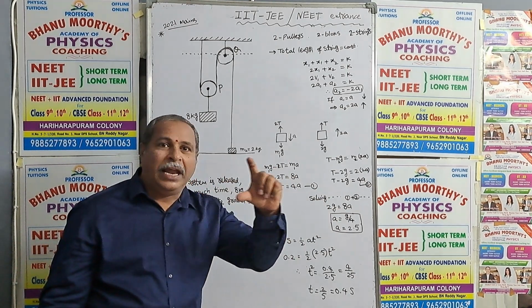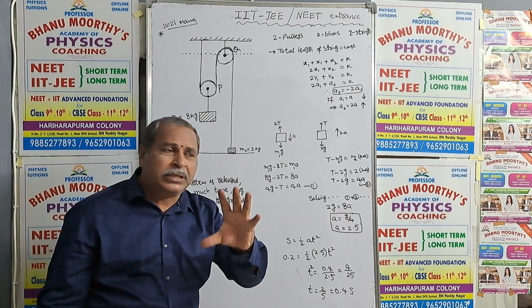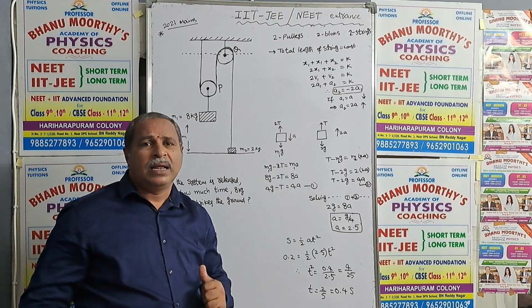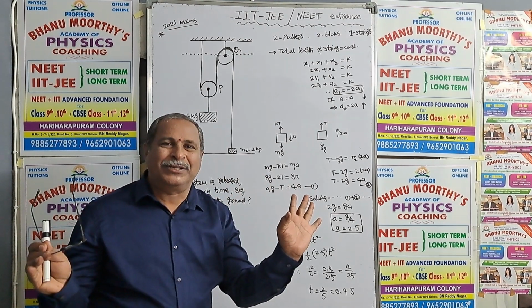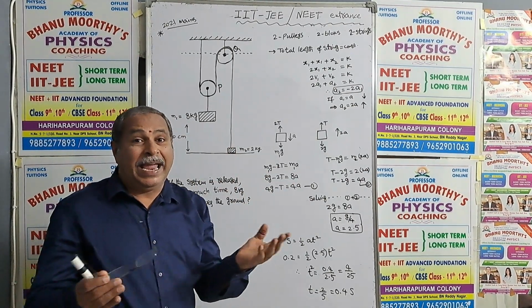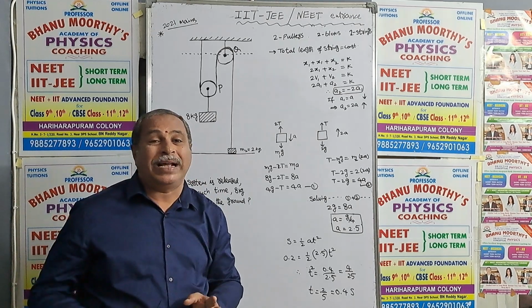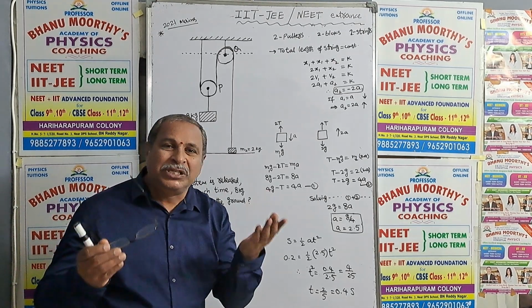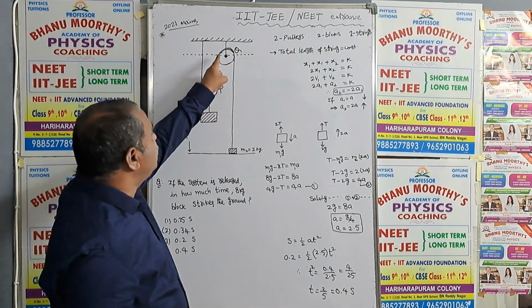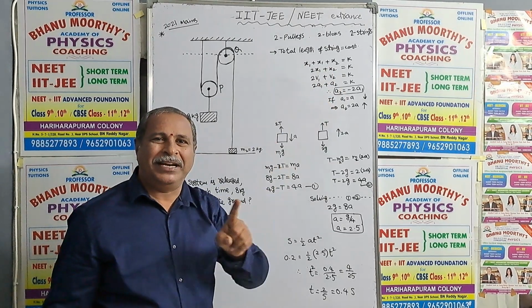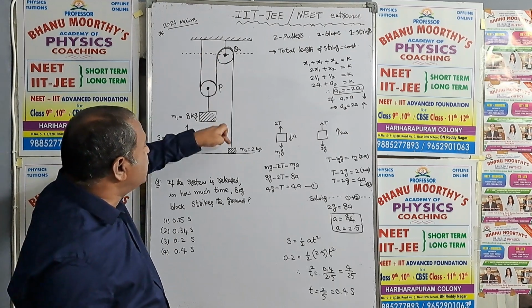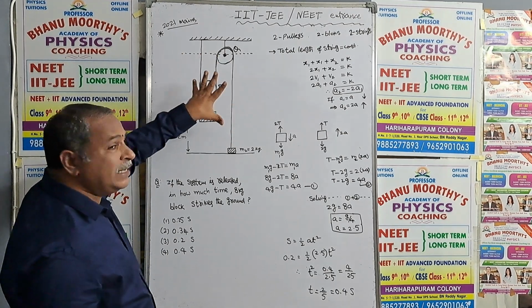Constraint relation means the system contains two blocks, two pulleys, or more than two pulleys, more than two strings. Now the accelerations are not equal, my dear students. The acceleration of the first block is a1, the acceleration of the second block is a2. The relation between those two accelerations is called the constraint relation. So constraint relation means the total length of the string is always constant. My dear students, listen carefully to this concept. The total length of the string is constant.